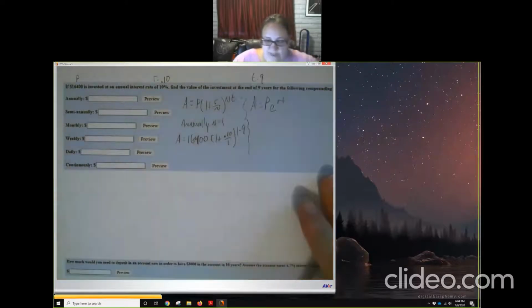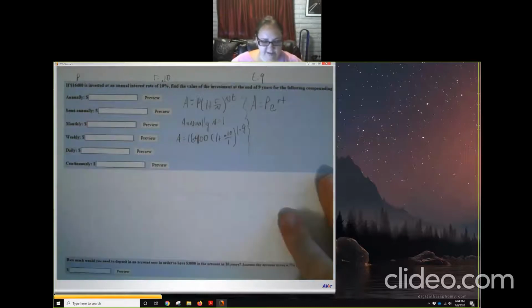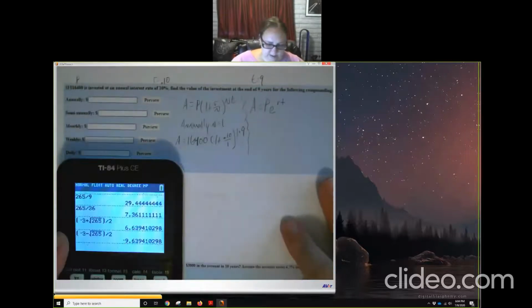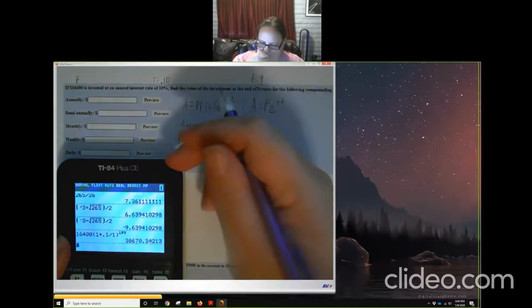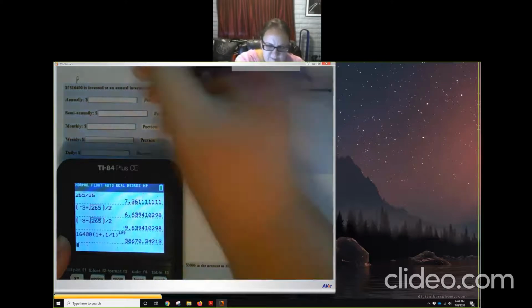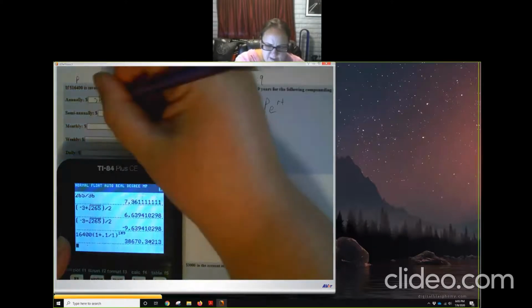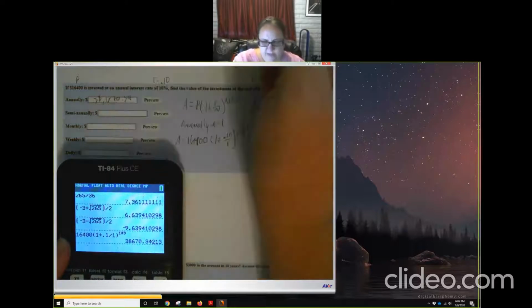And I'm going to put that whole thing in my calculator all at once. 16,400, 1 plus 0.1 over 1 to the 1 times 9. Now, a side note: if you have a TI-83, you're going to have to put this exponent in parentheses. Otherwise, you're not going to get the right answer. So that would be 38,670.34. Okay.